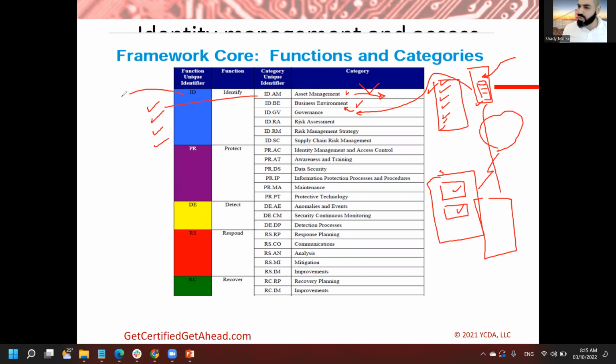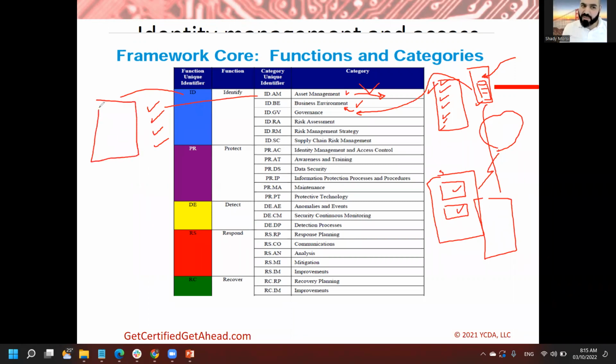But in a large organization, where we have thousands of computers and thousands of servers, you cannot do this manually. It's going to take you forever, and you're going to miss some important assets. So in these cases, we use an asset management system that is able to discover the network, and it really helps us to have a visual of this network.